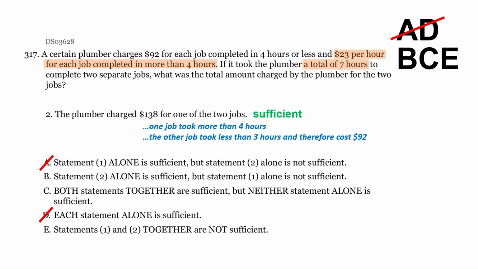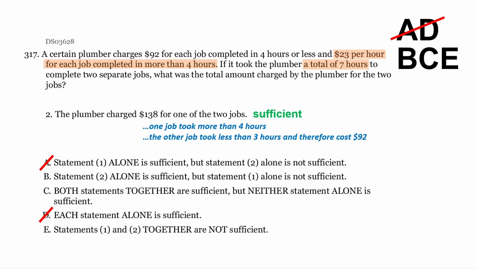Notice that we don't actually need to calculate the numerical answer for data sufficiency questions. We just need to say whether we have enough information to do so. This is good news for people with rusty math skills. However, in some cases, such as this one, and maybe in our practice, it might help to clarify things to work out the numerical answer. Notice that 138 divided by 23 is 6, so that the $138 job took 6 hours and the other job took just 1 hour. Statement 2 alone is sufficient.